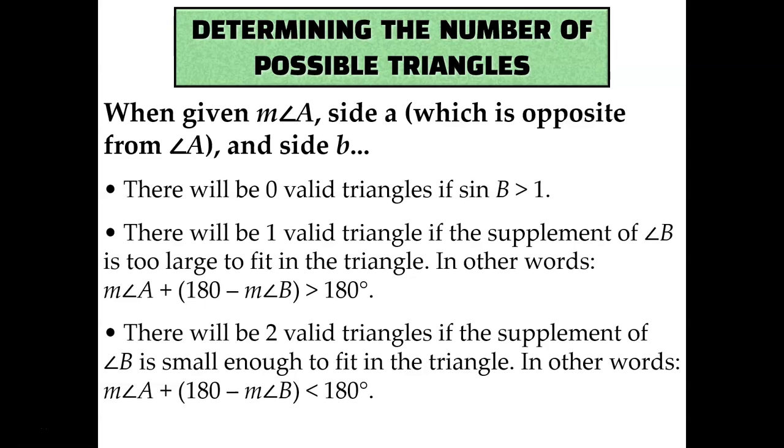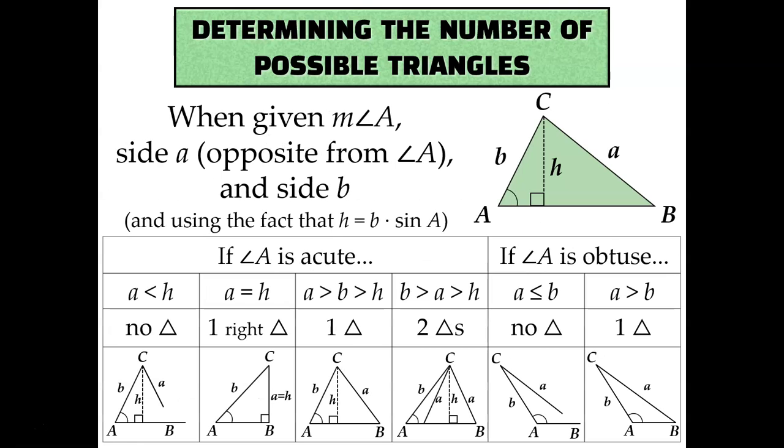It's possible to get one answer, but also find the supplement of that answer, and that would fit into the triangle as well, in which case you would end up with 2 valid triangles. And that all basically gets broken down in this chart. I'm going to be explaining why this chart is the way that it is in all of the examples that we're about to look at together.